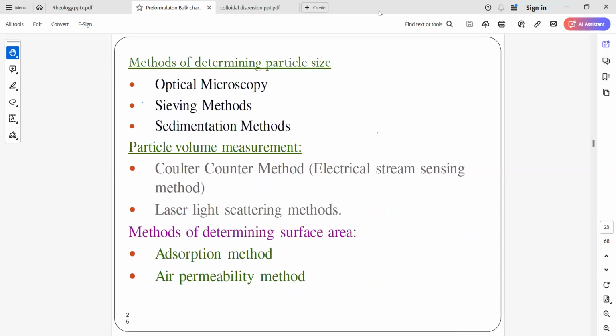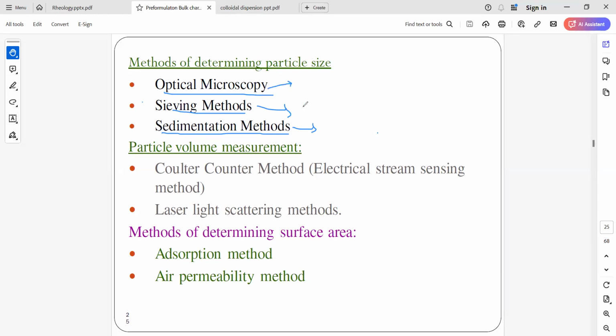Now, as we have started this topic, which methods can we use for particle size determination? First one is optical microscopy, then the sieving method. In the sieving method, which apparatus do we use? Mechanical, no, it's a sieve shaker. Yes, mechanical sieve shaker. Yes, very good, Vivek. That is also one of the methods for particle size determination.